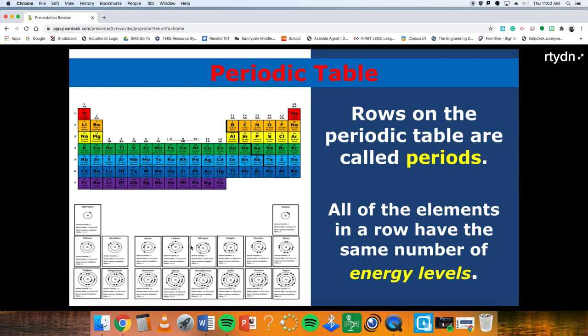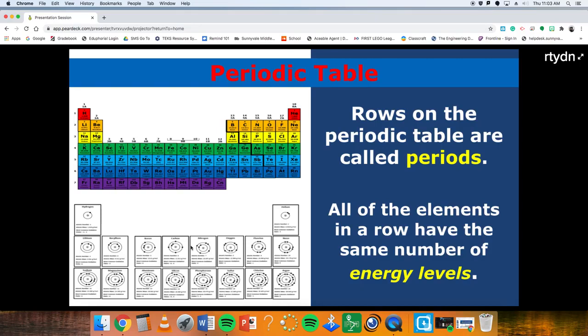So you have row 1 going across with just 2 elements in it, row 2 with 8 elements, and row 3 with 8 elements. Those are the 3 rows that I need you to know. The rest of them, you don't need to necessarily know where they are. You just need to know how to identify and find them.